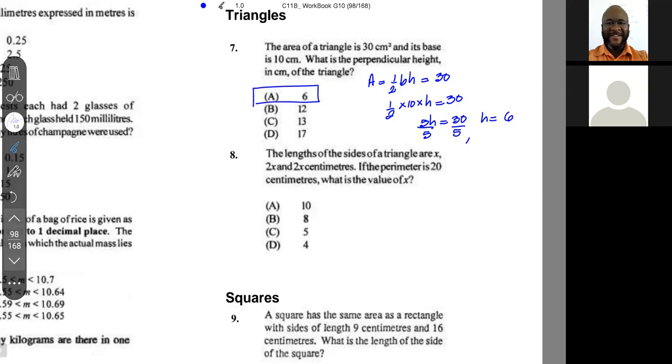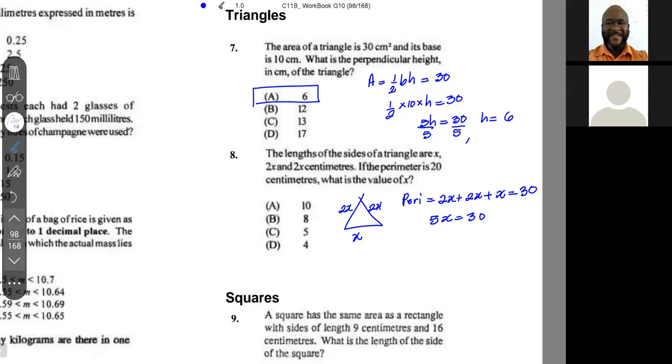Number 8, we're told that the lengths of the sides of a triangle are x, 2x, and 2x centimeters, if the perimeter is 20. So this is an isosceles triangle, 2x, 2x, and x. The perimeter, which is 2x plus 2x plus x, to get the perimeter, you have to add up all 3 sides, is equal to 30. So what we have is 5x is 30.